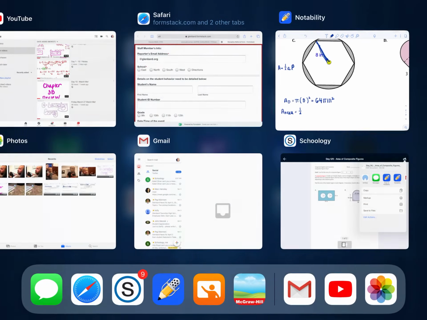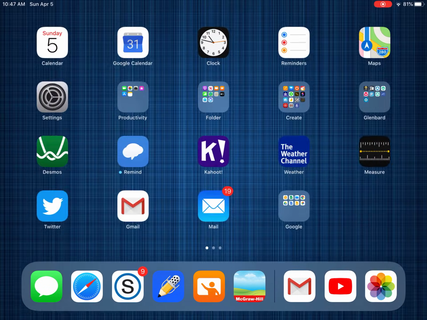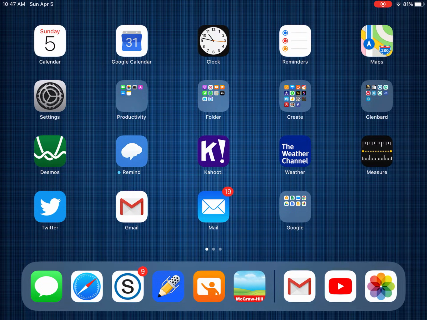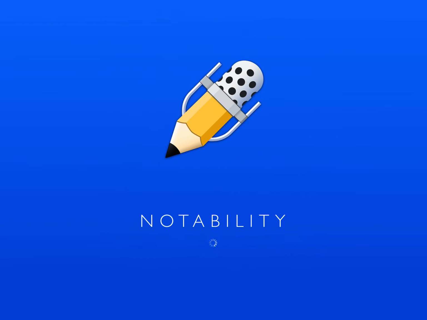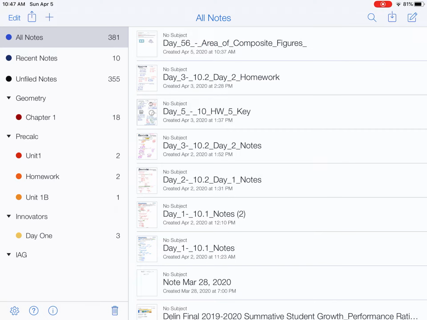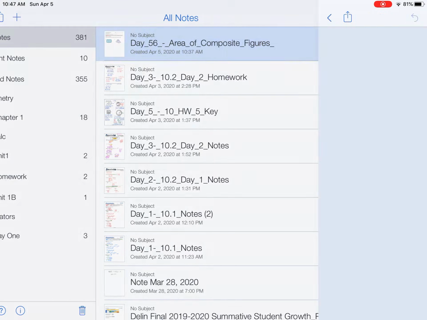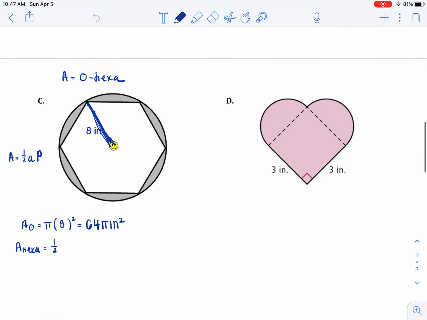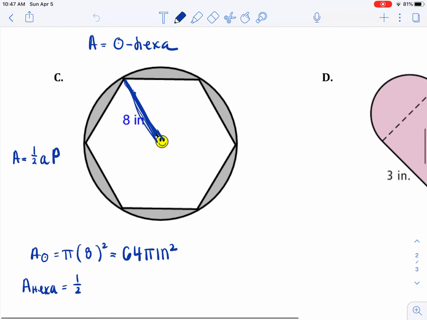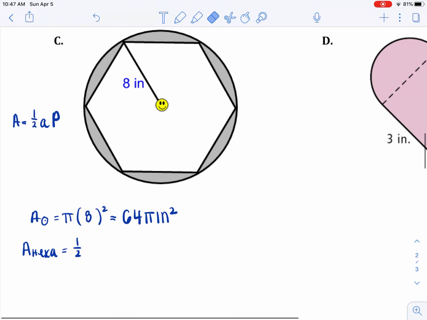I went to this switch. Once again, my Notability is being a jerk. So let me open it back up here. Okay, where'd it go? There you are. Okay. All right, so this is not the apothem.